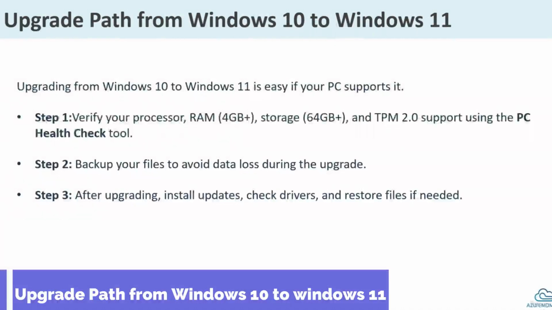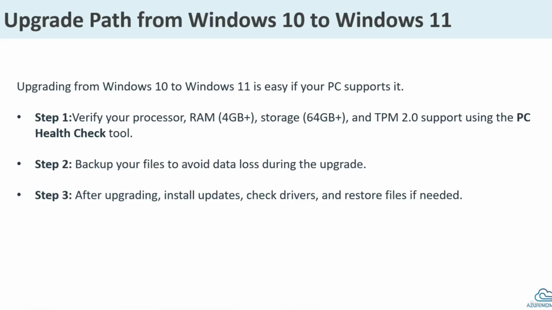Now, the upgrade part, from Windows 10 to Windows 11. There are several steps involved to upgrade from Windows 10 to Windows 11, which is quite easy to do. Number one, first check if your computer can run Windows 11 using the Microsoft PC Health Check tool. It will tell you if your processor, RAM at least 4 GB, storage at least 64 GB, and security chip that should be TPM 2.0 meet the requirements.